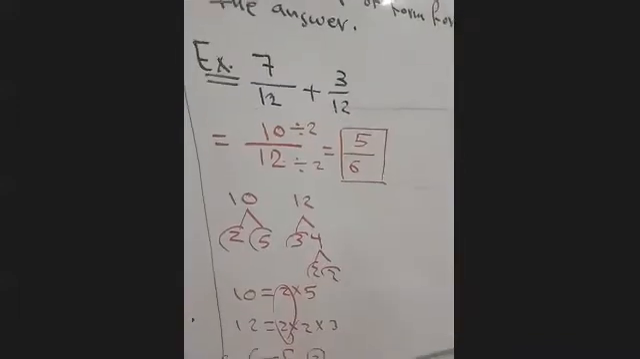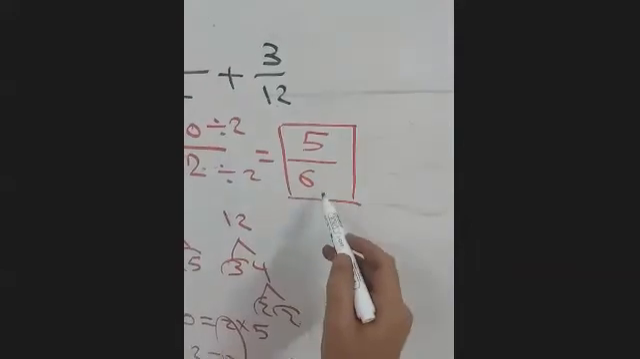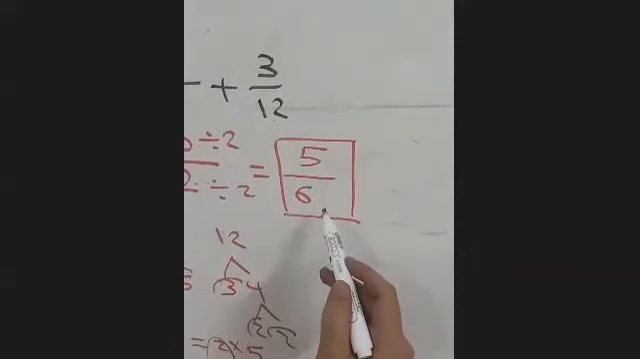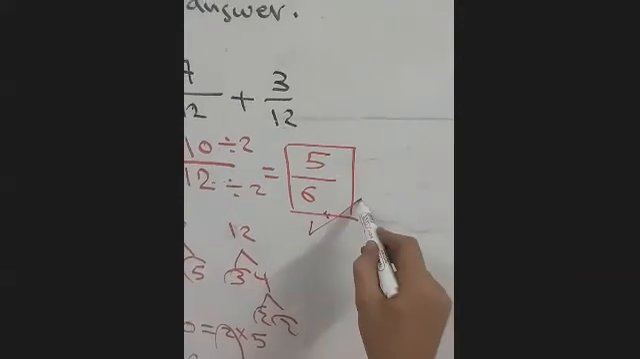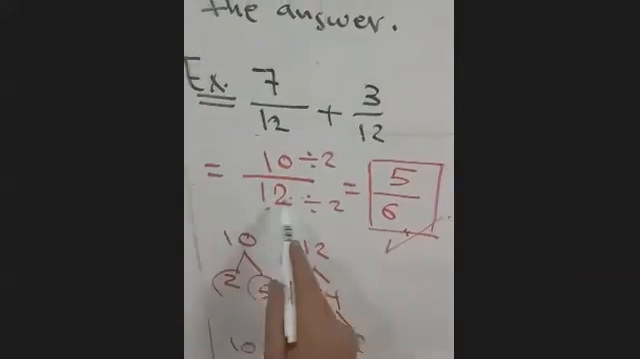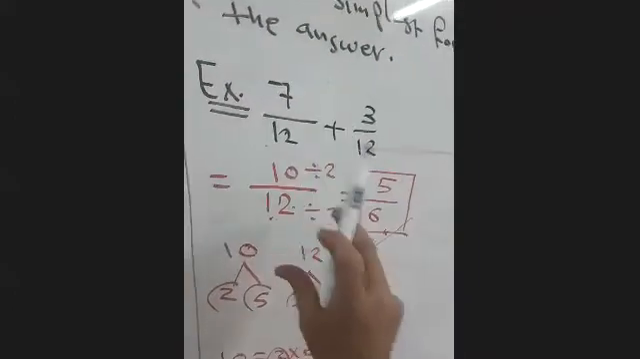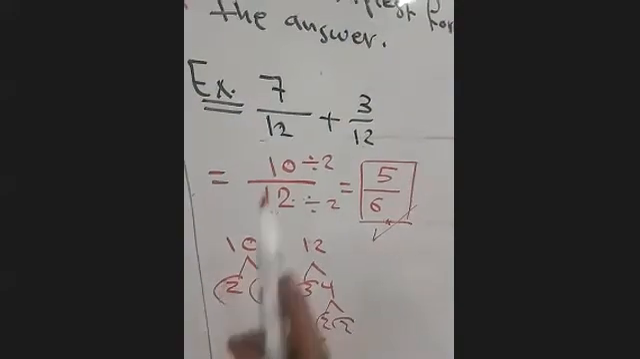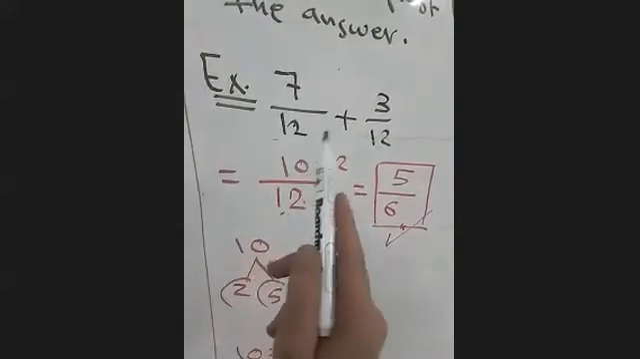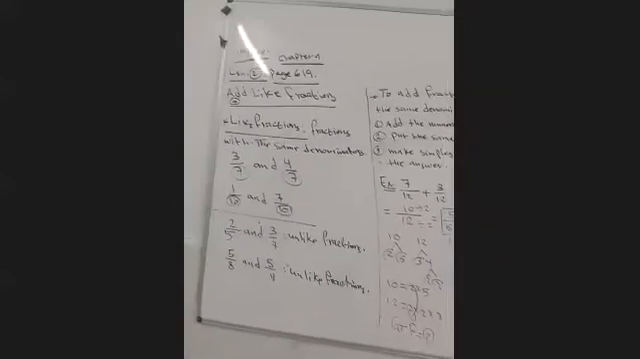We did simplest form before, right? After you find the simplest form, this will be the final simplified answer. This is the correct answer, okay? Not this one, okay? The simplest form of the answer is the correct answer. Now, 7 over 12 plus 3 over 12 equals 5 over 6. This is how we do like fractions.